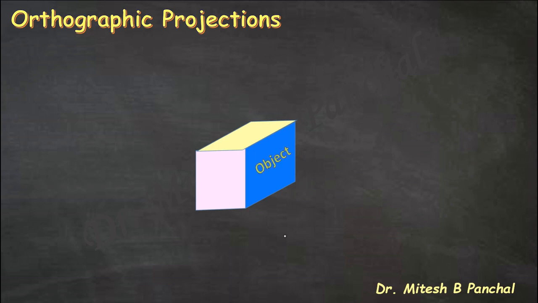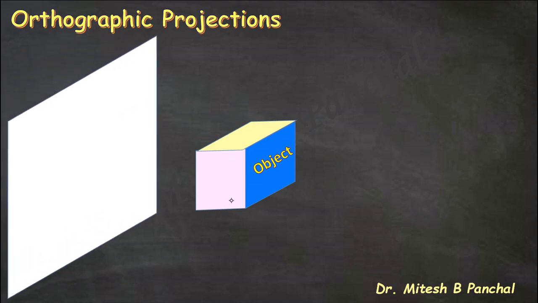So the first element or first requirement to obtain orthographic projection is the object. Now when we are considering any object, then to obtain its projection, one plane is required on which we are considering the projection of the object. So that plane is nothing but the plane of projection. That is the second requirement.